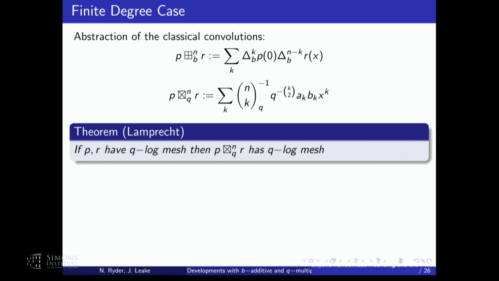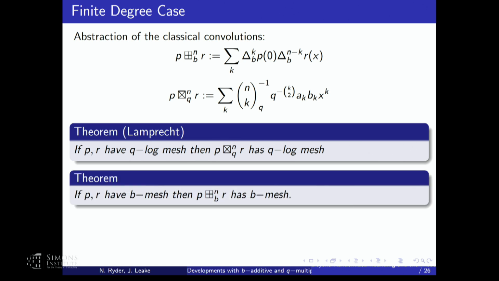A theorem of Lamprecht from 2016 is that if p and r both have q log mesh, then the q multiplicative convolution has q log mesh. And it should be noted that this is tight in a way. If I, for example, take a q log mesh polynomial p and a real or positive rooted polynomial r, I won't even get a positive rooted polynomial out. I'll just get something maybe with complex roots. So the q log mesh really is a boundary condition for this convolution.